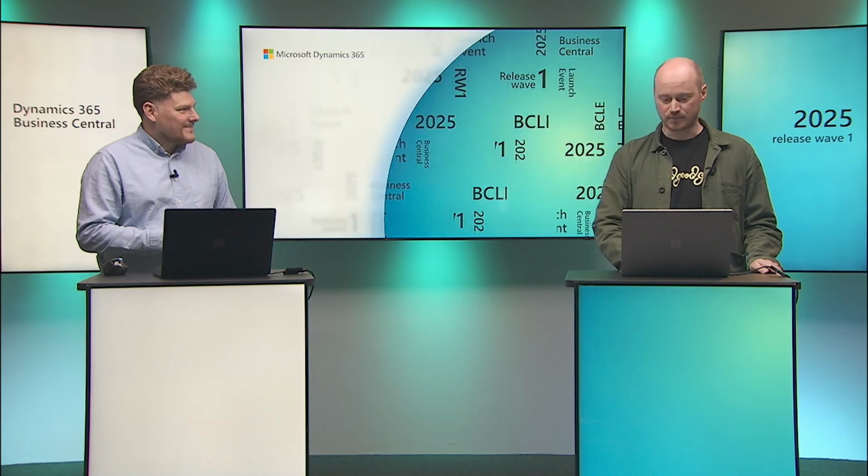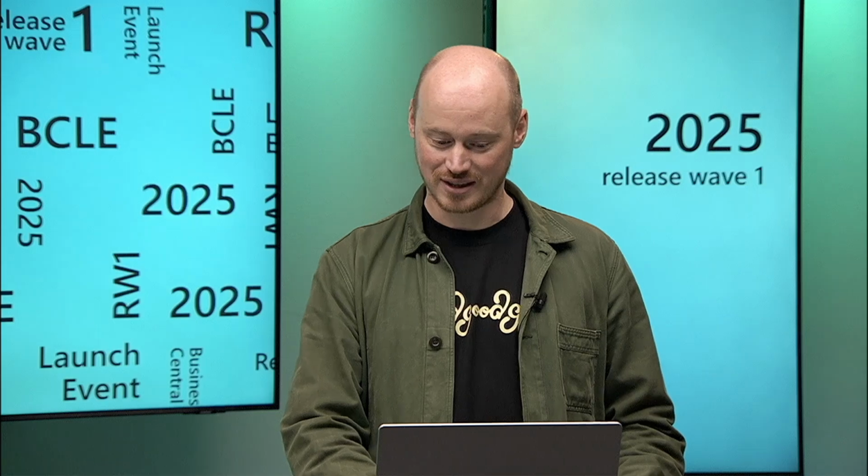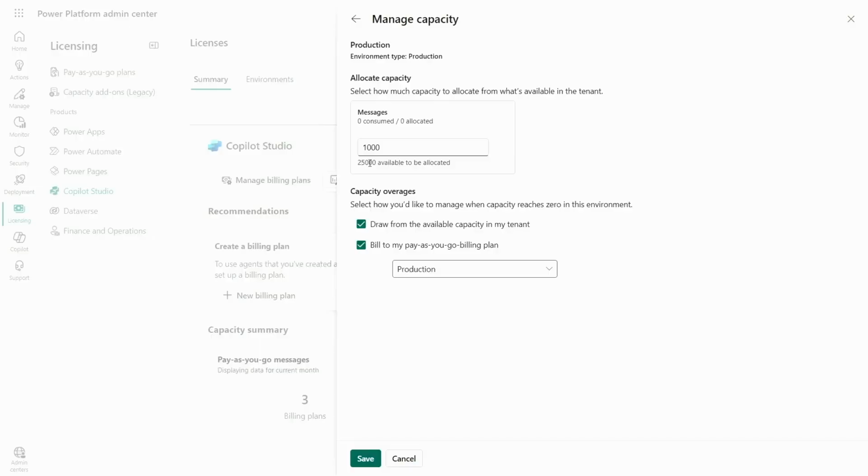So now that we have some prepaid capacity on this tenant, I can go back into the Power Platform Admin Center, and I can see that indeed there's now 25,000 messages available to be allocated. Let's say for this environment, we only want it to cap out at 1,000 messages. So I enter 1,000 here, and I can optionally choose whether, if that 1,000 is exhausted during the subscription month, this environment is allowed to draw from any capacity in the tenant that hasn't been used yet, but that exists beyond this 1,000 here, or whether I want to escalate to my pay-as-you-go billing plan.